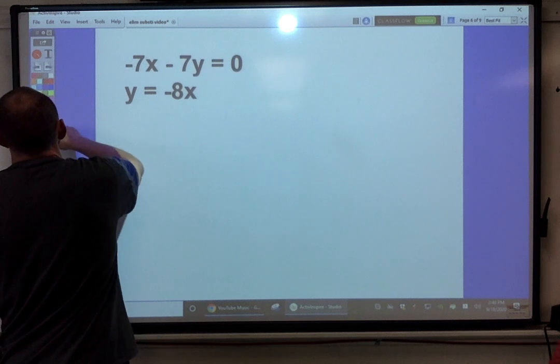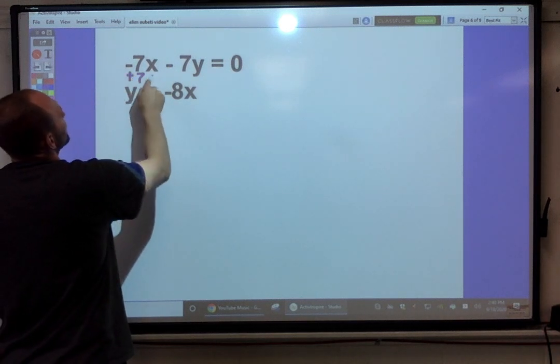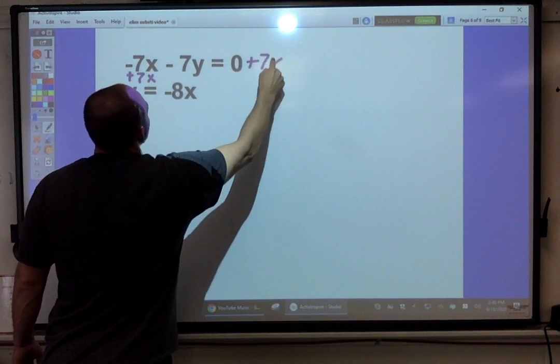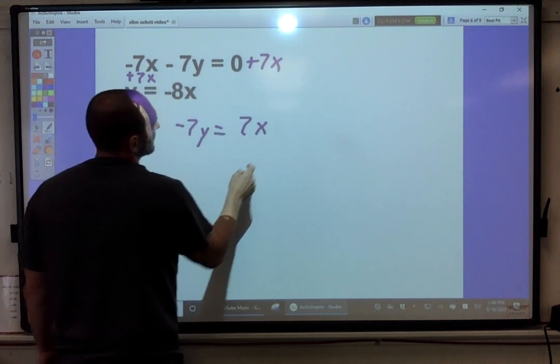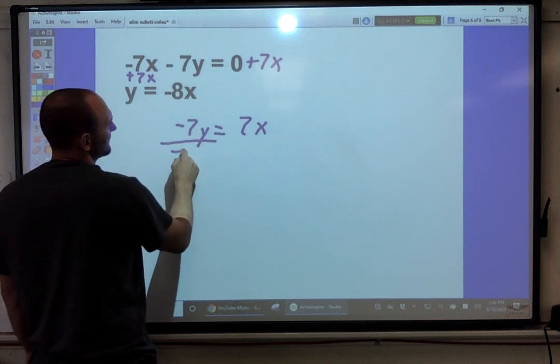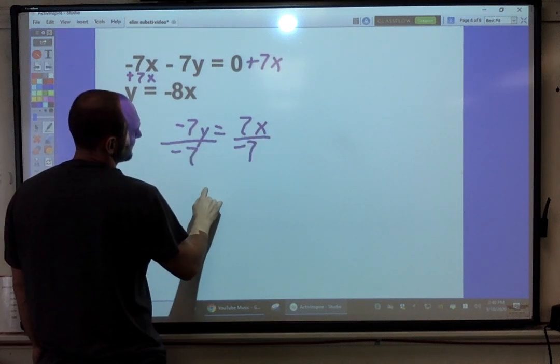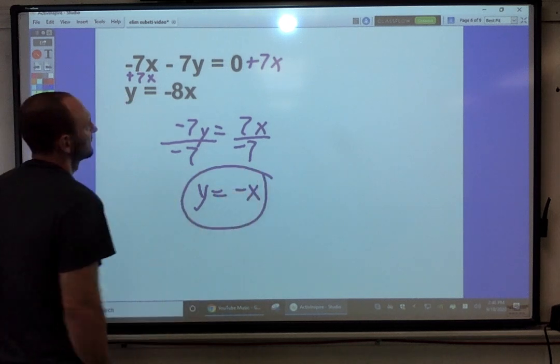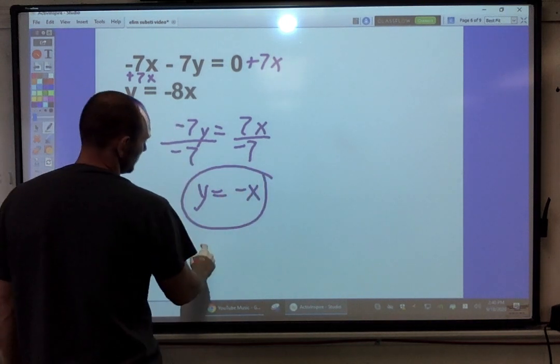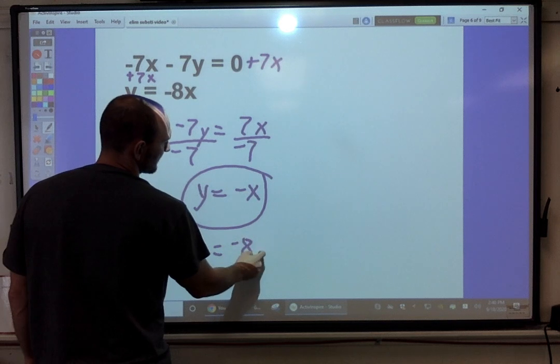So pick a color and actually use it. Plus 7x. So I have negative 7y equals 7x. I have to divide by negative 7. So this slope-intercept form is y equals negative x. And then I have y equals negative 8x.